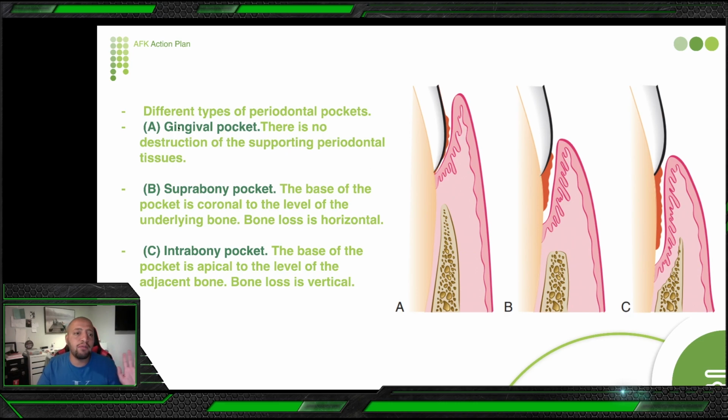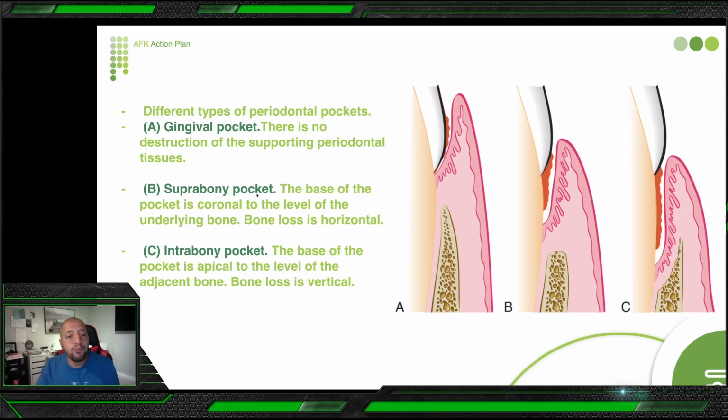And we have different types of pocket. First one is gingival pocket, as you see in A. What's the meaning of gingival pocket? There is no destruction of the supporting periodontal tissue. Here, the sulcus is here, the depth of the pocket is still on the crown or near the crown, and the cemento-enamel junction is not too far.